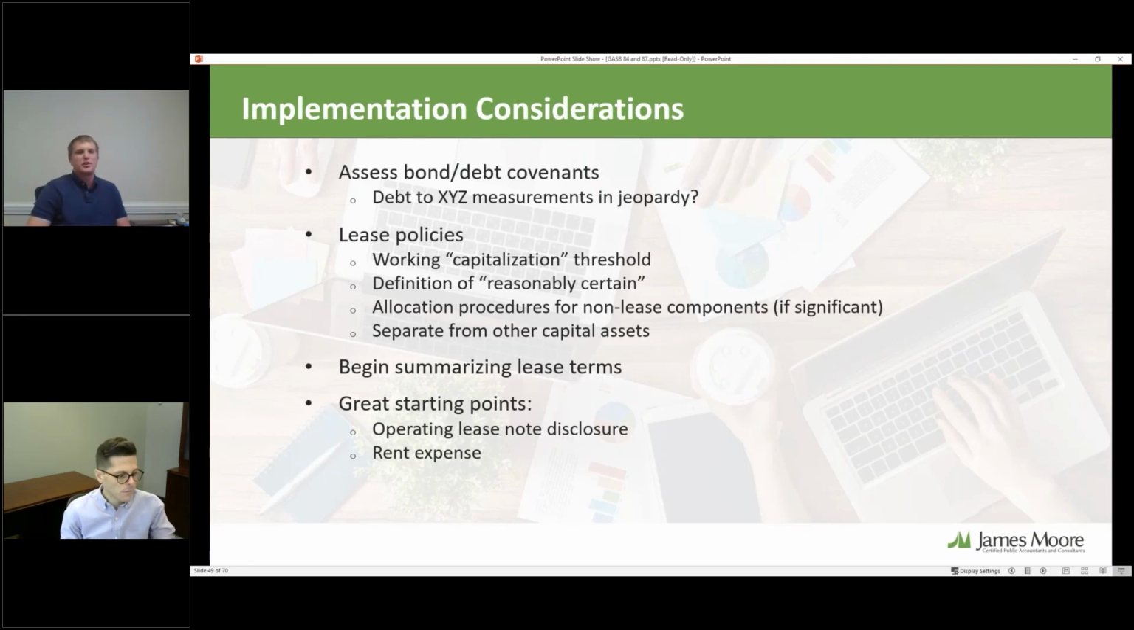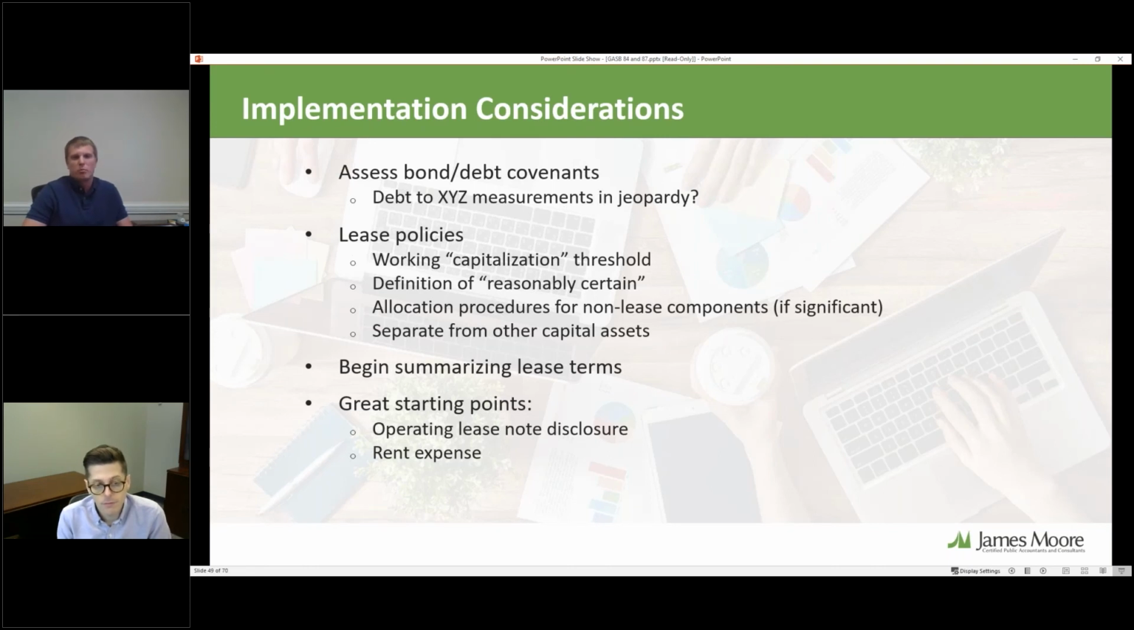So some other considerations with implementation. Looking at your current bond and debt covenants, what is this going to do to your balance sheet? What's it going to look like? How's it going to affect your debt covenants? So something to probably start thinking about now. If you recognize there's going to be any issues potentially with your covenants, probably go ahead and start reaching out to your lenders now. In our experience, most of them are aware that this is coming down the pipeline, so shouldn't really be any surprises there.